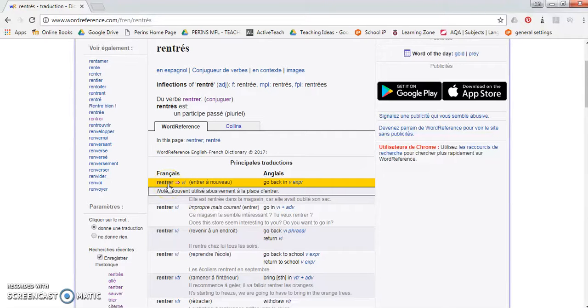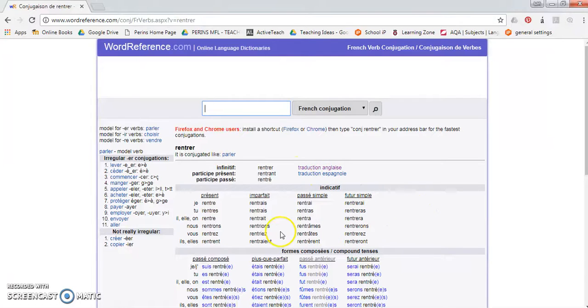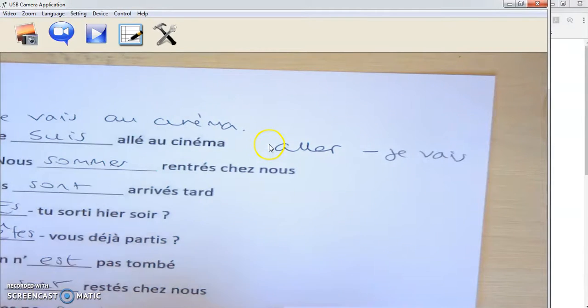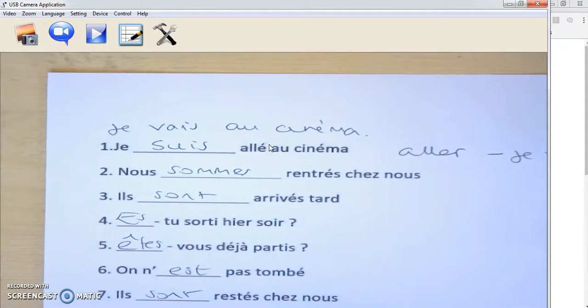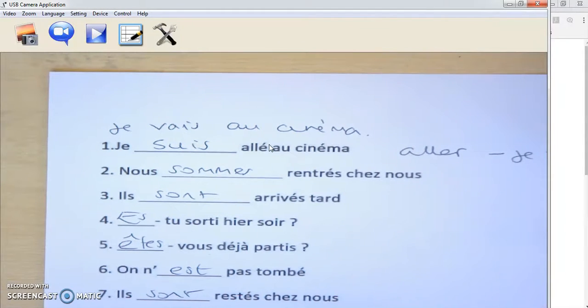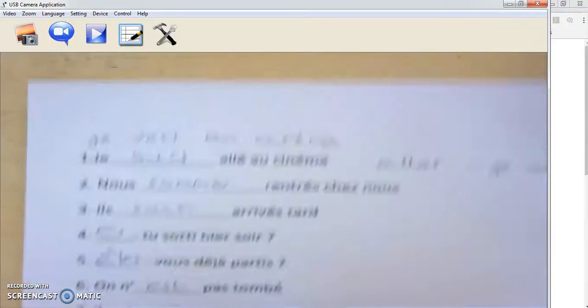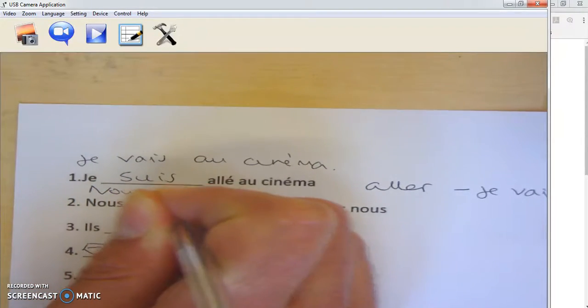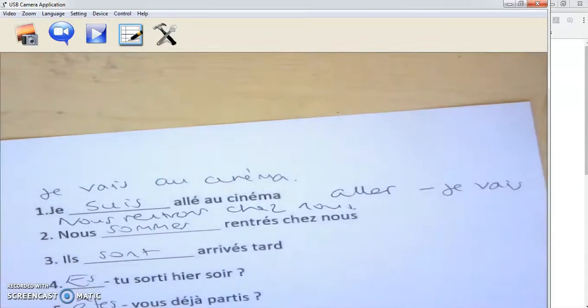Or I can click the word rentrer like so, go up here where it says conjuguer, which is to conjugate, and then if I click conjuguer, I get a table up like this, and I've got my present tense there. So in this example, nous sommes rentrés. So instead of saying we went back home to our house, we want to say we go back home. So we're looking for the we in the present tense, and what I do is go down here and I see nous rentrons. So then on my sheets here, or in my book, if it's you, I'm going to write down nous rentrons chez nous. Okay, and that's what I want you then to do.